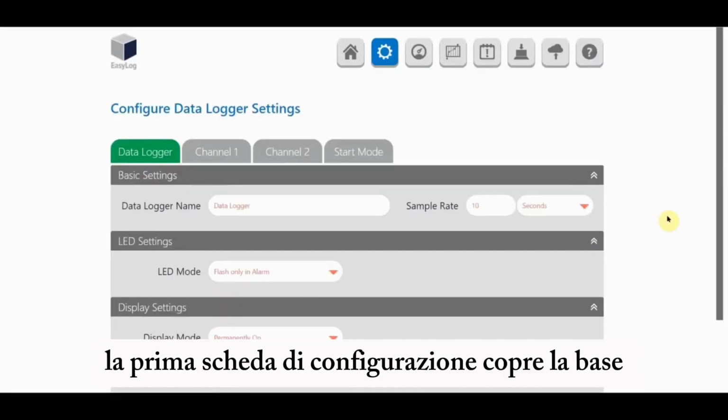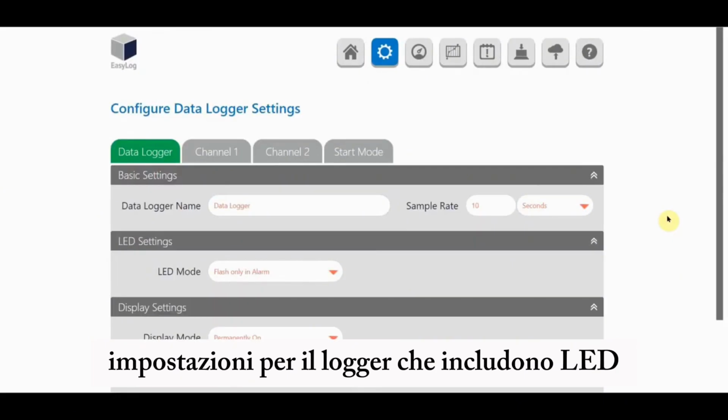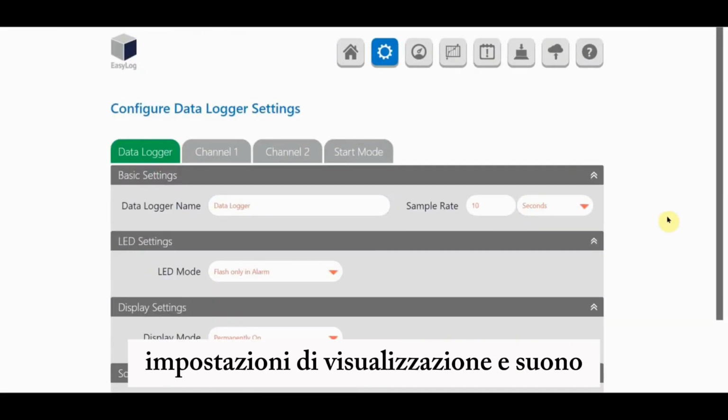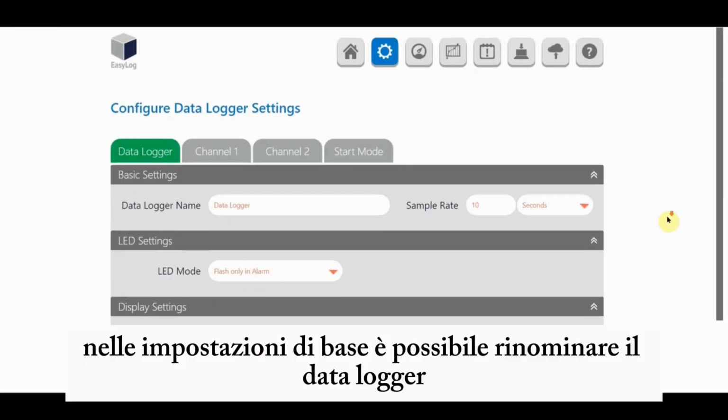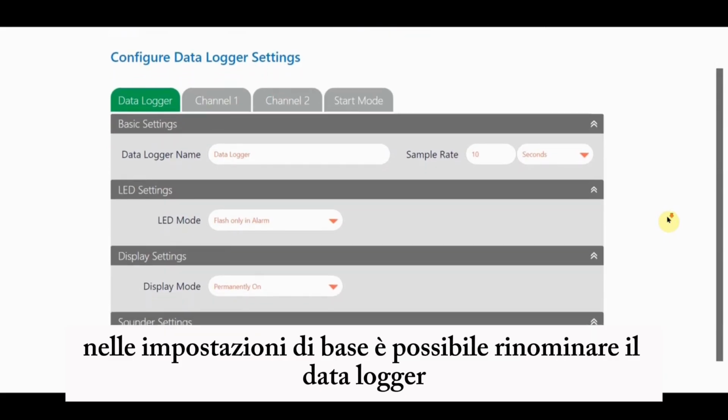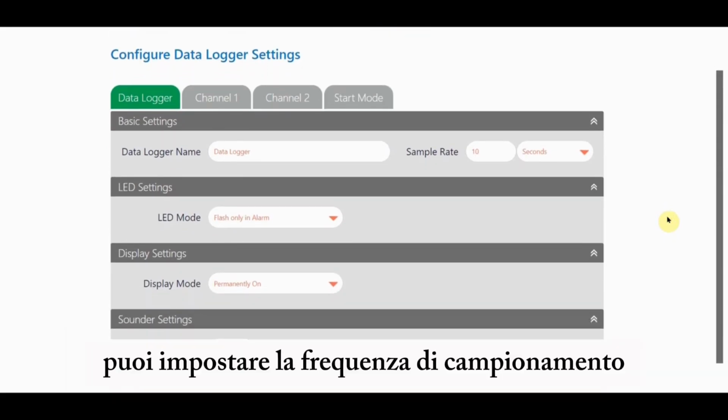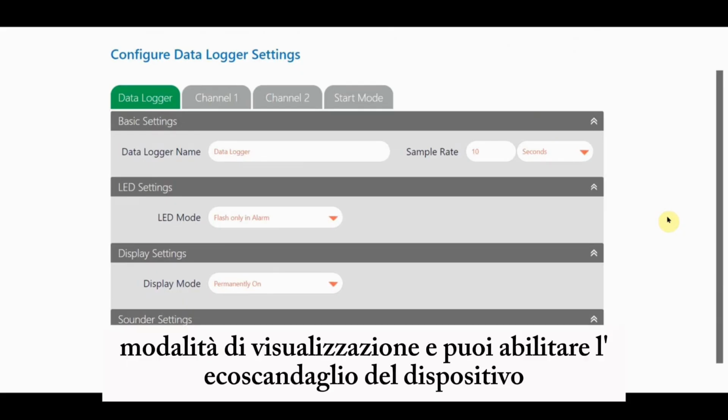The first configuration tab covers the basic settings for the logger, which include LED, display and sounder settings. In the basic settings, you can rename your data logger, you can set the sample rate, you can turn on LED mode, display mode, and you can enable the device's sounder.